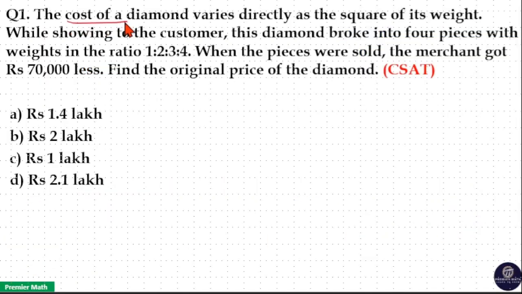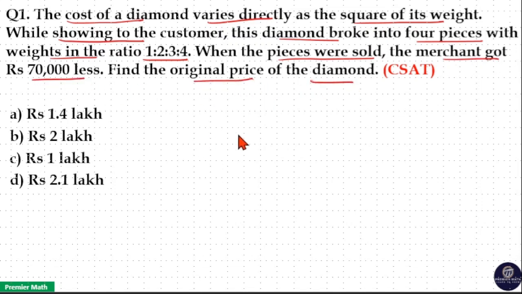The cost of a diamond varies directly as the square of its weight. While showing to the customer, this diamond broke into 4 pieces with weights in the ratio 1:2:3:4. When the pieces were sold, the merchant got rupees 70,000 less. Find the original price of the diamond. Here the question says the cost of the diamond varies directly with the square of its weight, which means the reduction in the square of its weight leads to this 70,000 rupees loss.